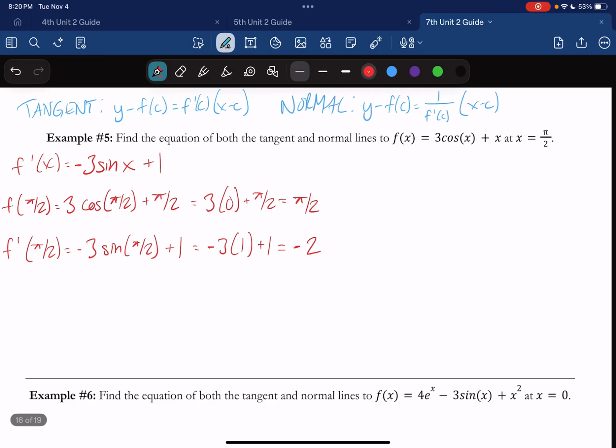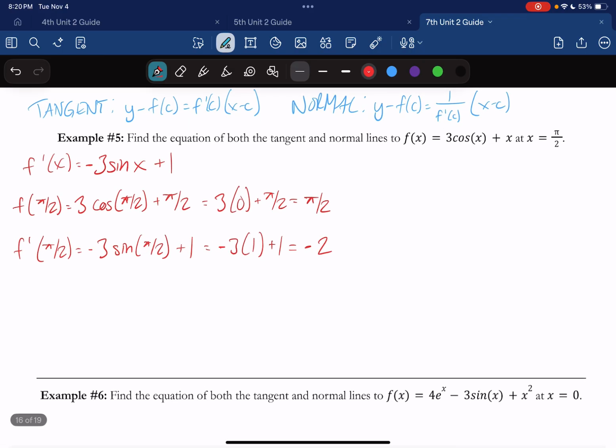Okay. So now I'm going to go ahead and plug everything in to my tangent and normal line equations. So for my tangent line, I have y minus evaluated in the function, so y minus pi over 2 is equal to evaluated in the derivative, which would be negative 2, times x minus my x value, which is pi over 2. So there's my tangent line.